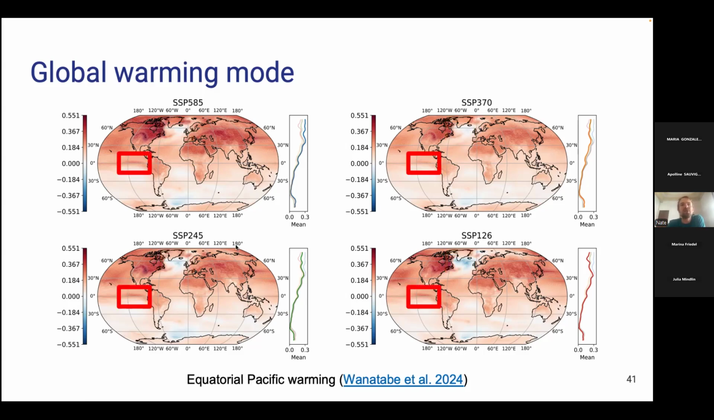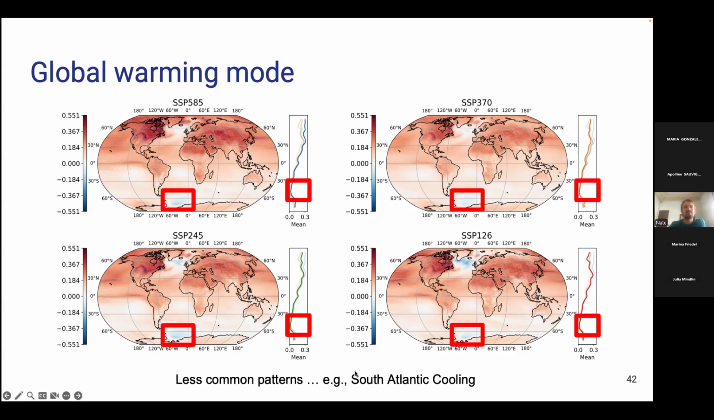And we also see this equatorial Pacific warming. And here there's not much of a pattern across different climate scenarios. I think the main thing you see is maybe a weakening of the equatorial Pacific warming in SSP 370, which is something that you might expect because this is a higher aerosol scenario. So the aerosols might be cooling things a little bit more in that region.